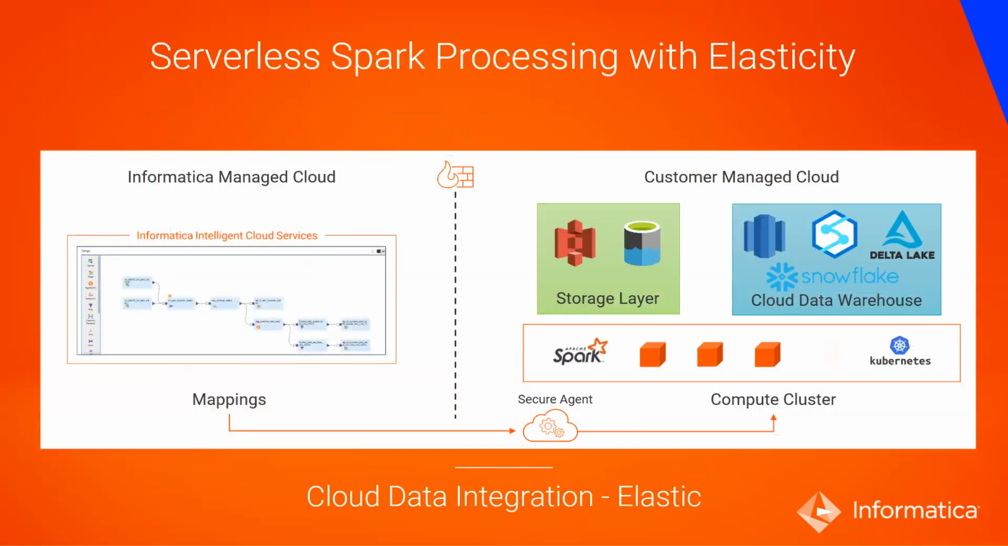Data Integration Elastic provides you with elastic clusters that you can use to process data integration jobs on a serverless Spark engine. At execution time, the mapping is sent to the secure agent, which deploys an elastic cluster to execute the task. Over the course of the cluster lifecycle, the cluster adapts to the size and number of new jobs by provisioning and deprovisioning resources such as cluster nodes and storage.